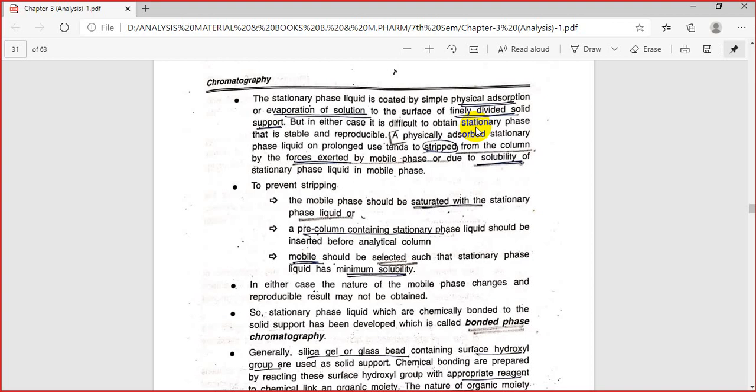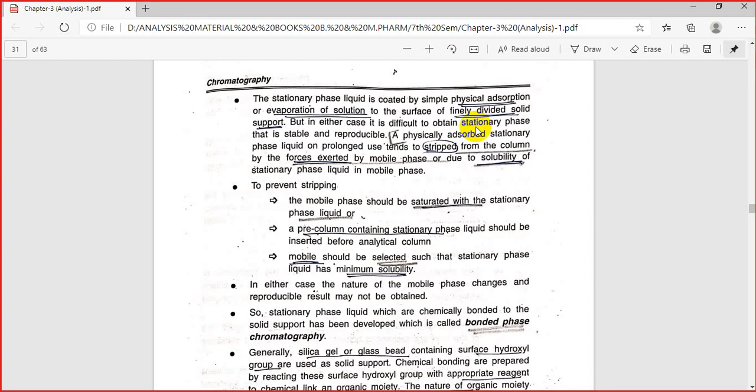Now the column which is used for the separation is called the analytical column. And the pre-column is also called the guard column. It guards the column so that it does not get damaged, so it is called a guard column.